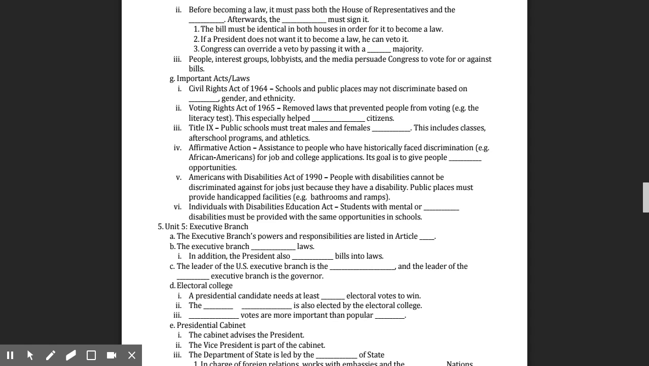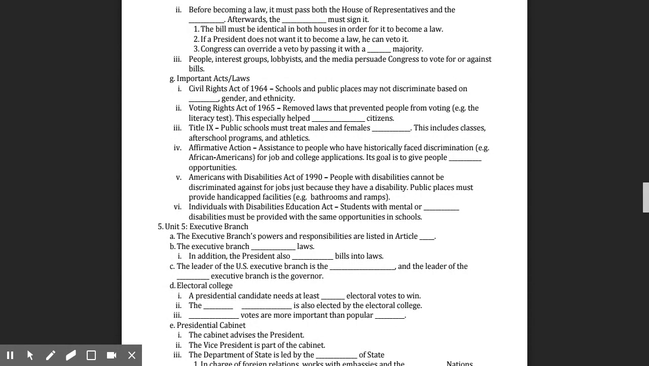Title IX. Title IX states that public schools must treat males and females the same or equally. This includes classes, after-school programs, and athletics. Affirmative action is assistance to people who have historically faced discrimination, such as African Americans, for job and college applications. Its goal is to give people equal opportunities.